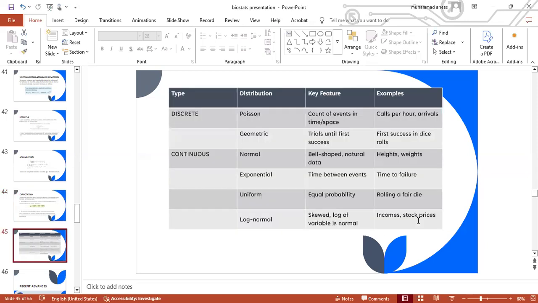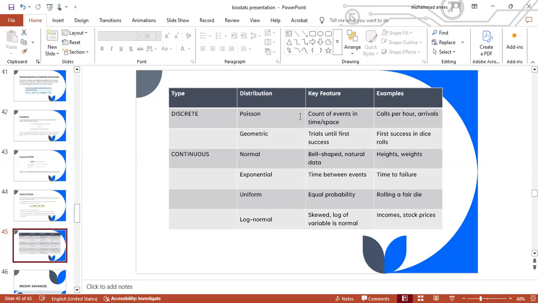Now, this is a tabular way of presenting the different types of discrete and continuous variable distributions. We have talked about binomial and negative binomial distribution before. Now we're going to see the other types of distribution and what key features and examples are involved. Another one is Poisson. This type of model is used when you want to model the number of events occurring within a fixed interval of time or space. This is very important. When a fixed interval of time or space is mentioned along with the number of events, we have to use this Poisson model. The examples are calls per hour or arrivals per hour.